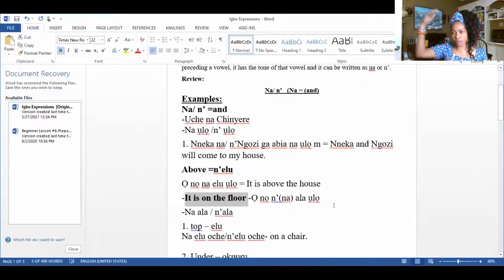Elu ulo means above. Ala ulo means the floor. Okay? Nala. See how I contrasted it. You can use N-A, or you can use N, contracting it before writing. So these are two ways you can use it. It is allowed to use it this way. So don't get confused when I give you homework or when I say something and you get confused. What does this na mean? They are the same. Okay, now we are going to use the word top.